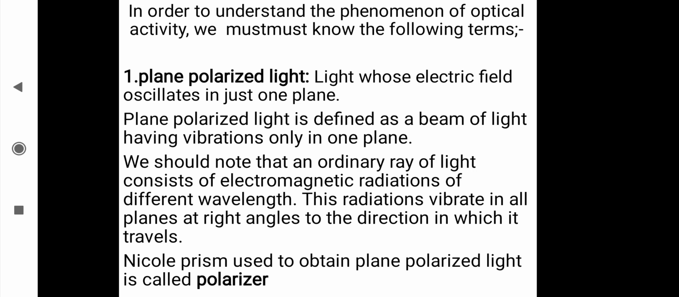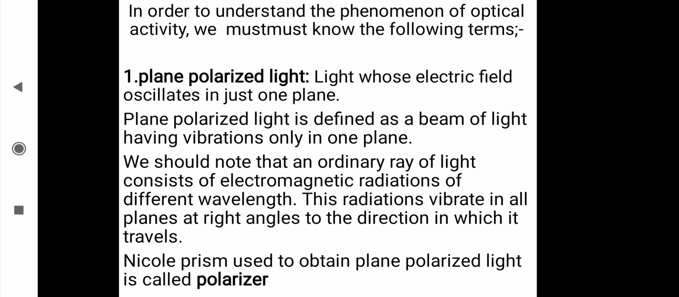If you want to talk about optical activity, you have to talk about plane polarized light. Why? Because plane polarized light vibrates in only one direction. As you can see in the description here, light whose electric field oscillates in just one plane is called plane polarized light. Plane polarized light is defined as a beam of light having vibrations only in one plane. We should take note there, only in one plane, not like the normal rays. An ordinary ray of light consists of electromagnetic radiations of different wavelengths. These radiations vibrate in all planes at right angles to the direction in which it travels.